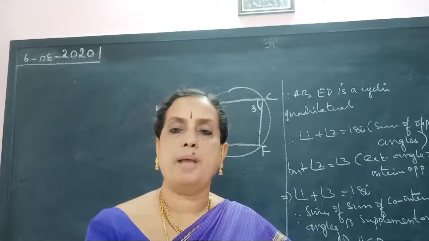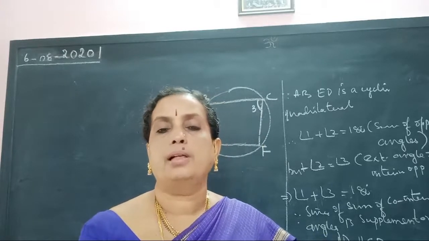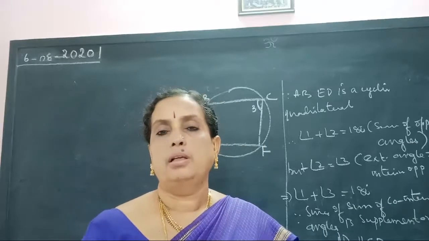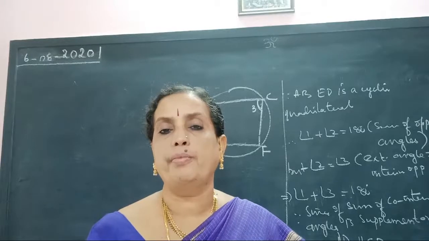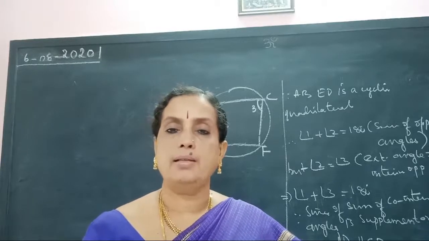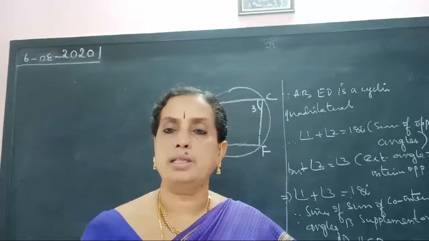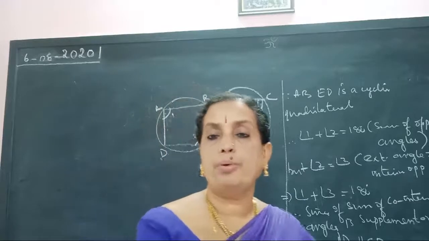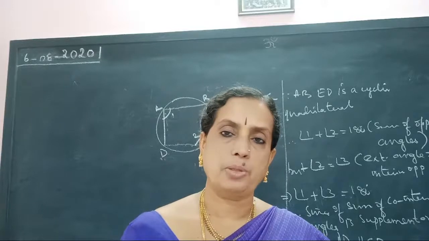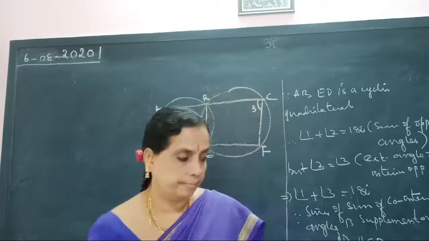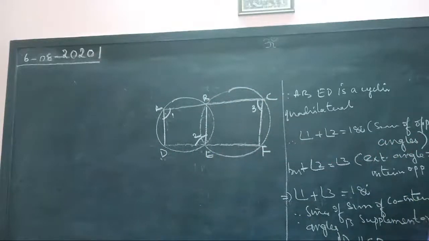AD is parallel to CF by the converse of the co-interior angle supplementary theorem. When the lines are parallel, the sum of co-interior angles is supplementary. When we prove the sum of co-interior angles is supplementary, the lines must be parallel. Is it clear?